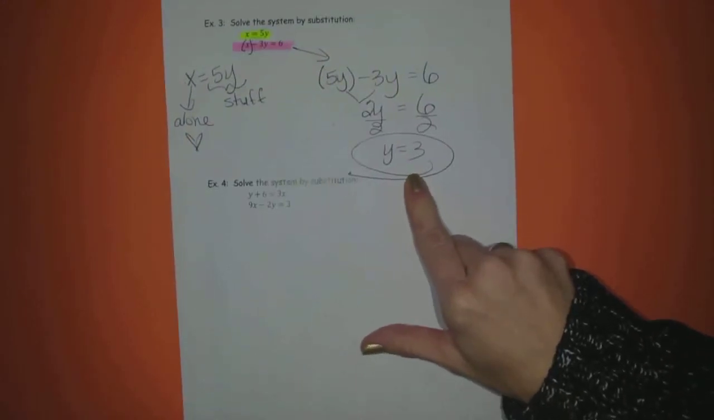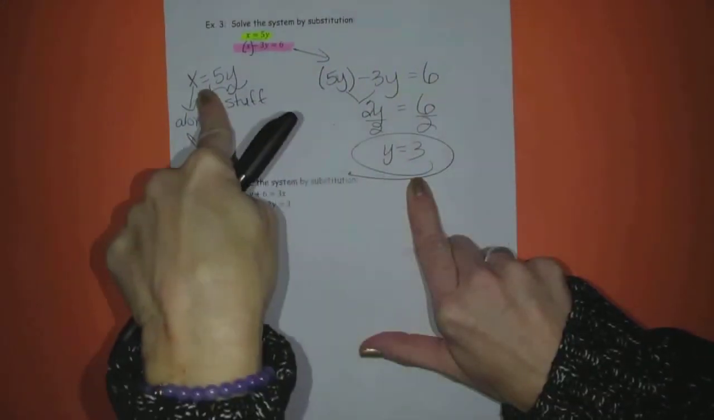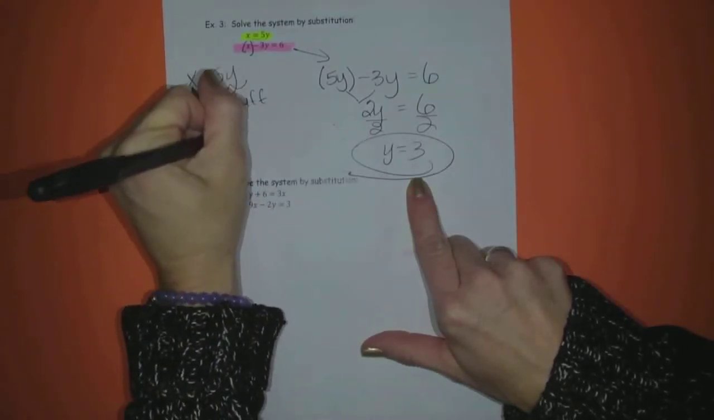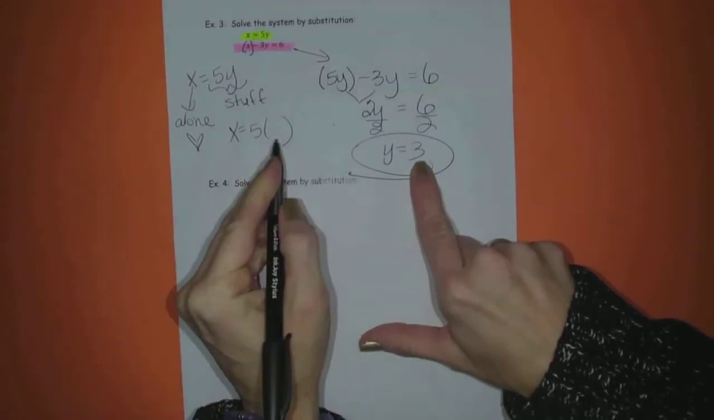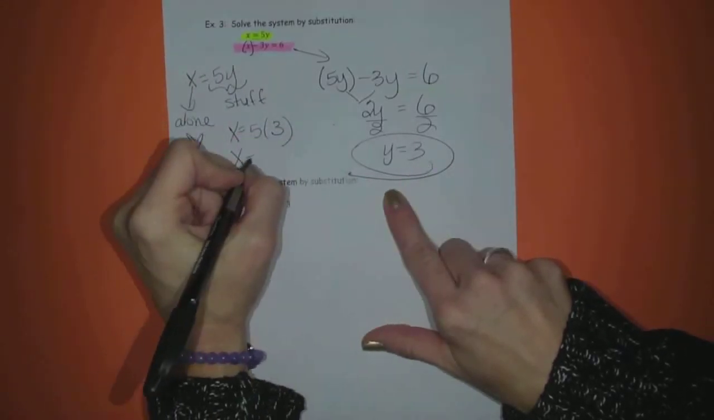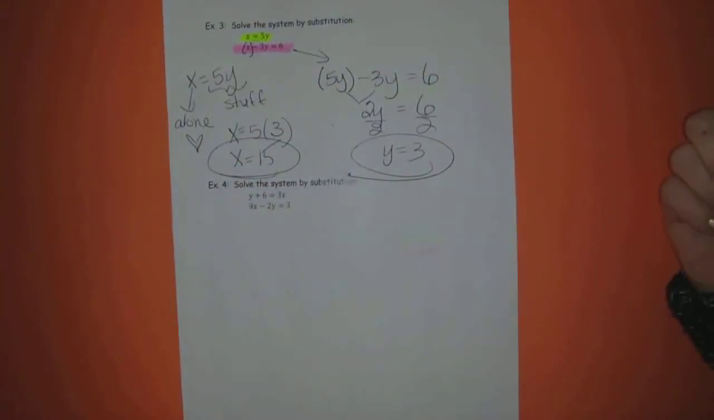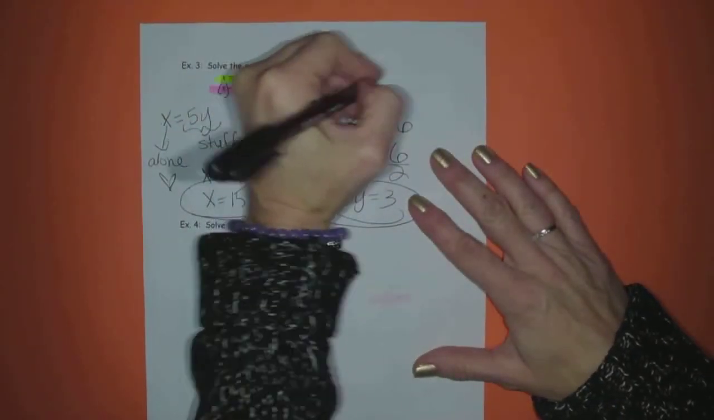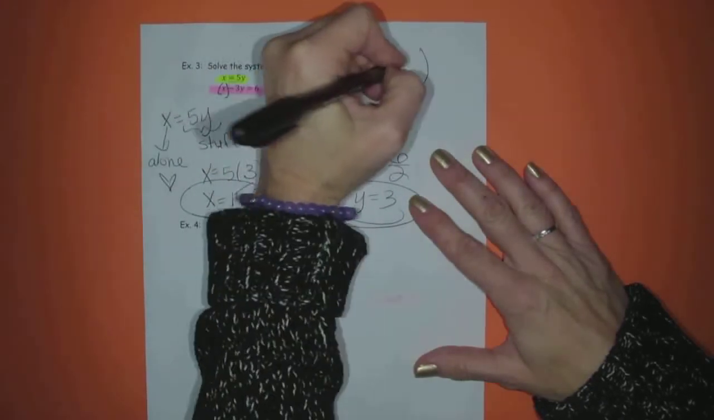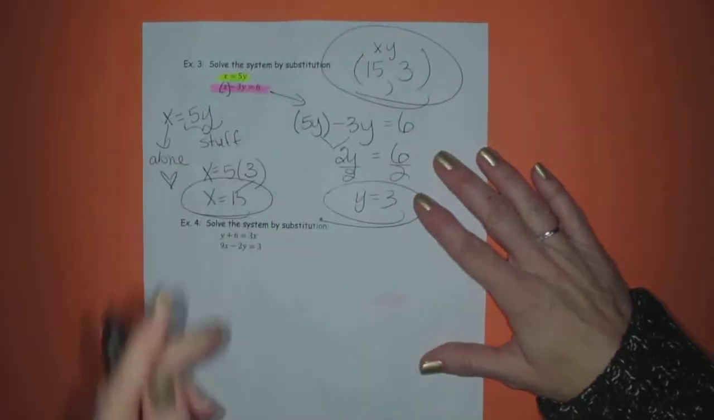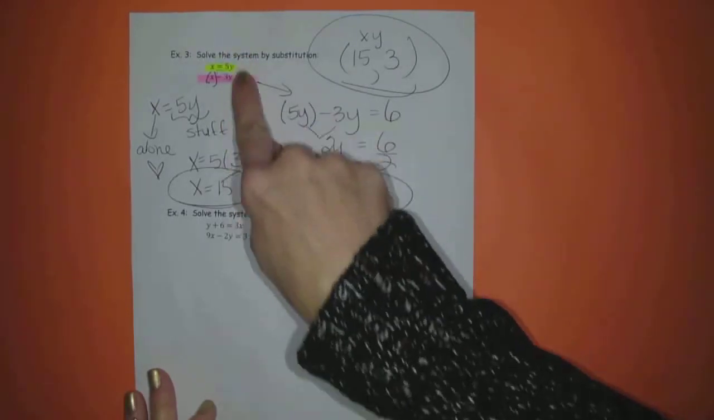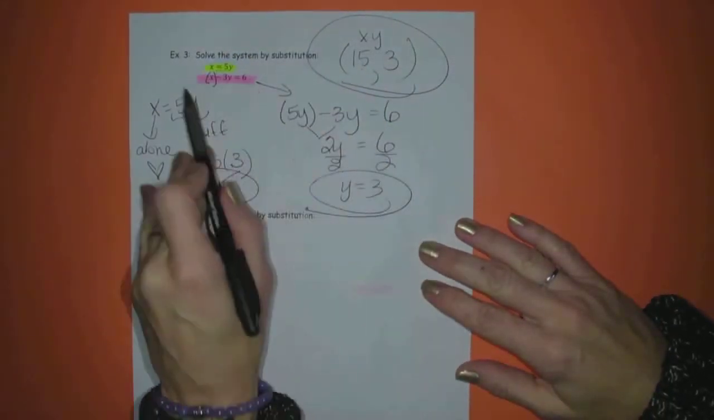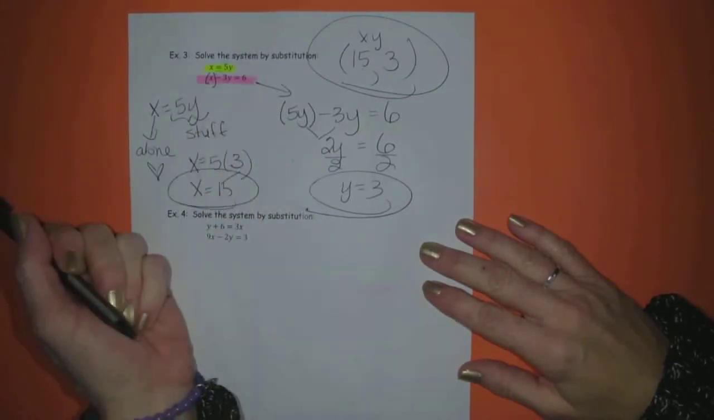Done. Now we got the y first. That's interesting. But how do we get the x? Well, you go back to the stuff, like we always do. So x equals 5 times y, which is 3. So x is 15. Done. That was easy. My answer to this problem, put it as an ordered pair: 15, 3, x, y. That's the answer. That's where those two lines intersect. It's the value of x and y that make both of these equations true.